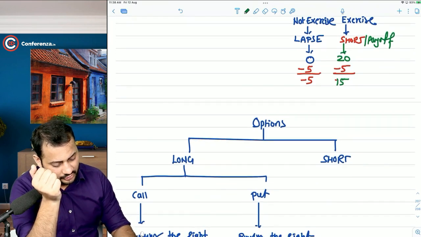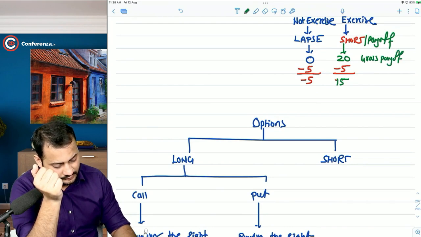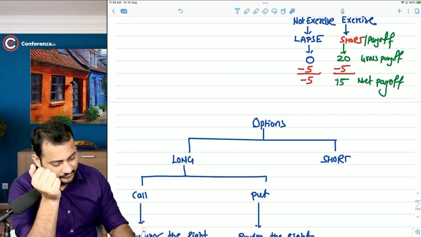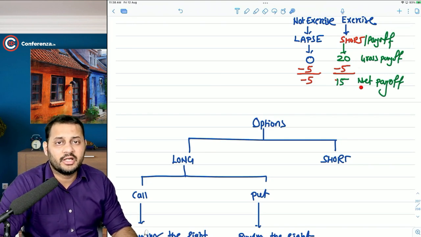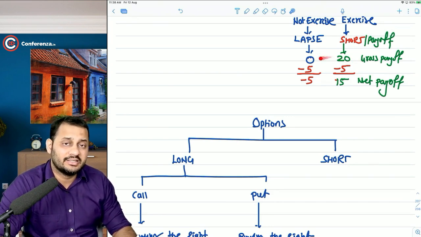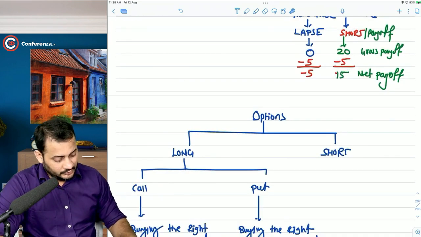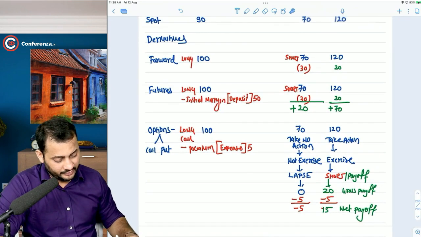Understand, this is called gross payoff. And this is called net payoff. So what is the difference between gross payoff and net payoff, sir? Premium amount. Gross payoff minus premium paid is equal to net payoff. Net payoff can be negative, but gross payoff cannot be negative. There cannot be a loss at the settlement, but the loss can be there in this case. Okay. So this is how it goes.